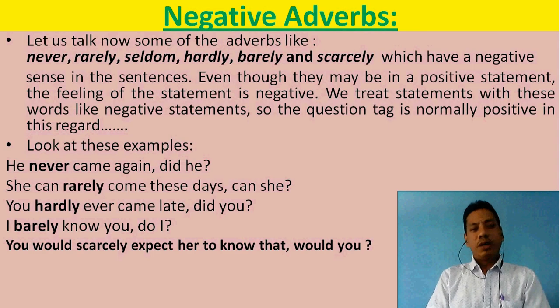Now let us talk about some adverbs like never, rarely, seldom, hardly, barely, scarcely, which have a negative sense in sentences. Even though they may be in a positive statement, the feeling of the statement is negative. We treat statements with these words like negative statements, so the question tag is normally positive in this regard. Look at these examples now. He never came again, did he? She can rarely come these days, can she? You hardly ever came late, did you? I barely know you, do I?